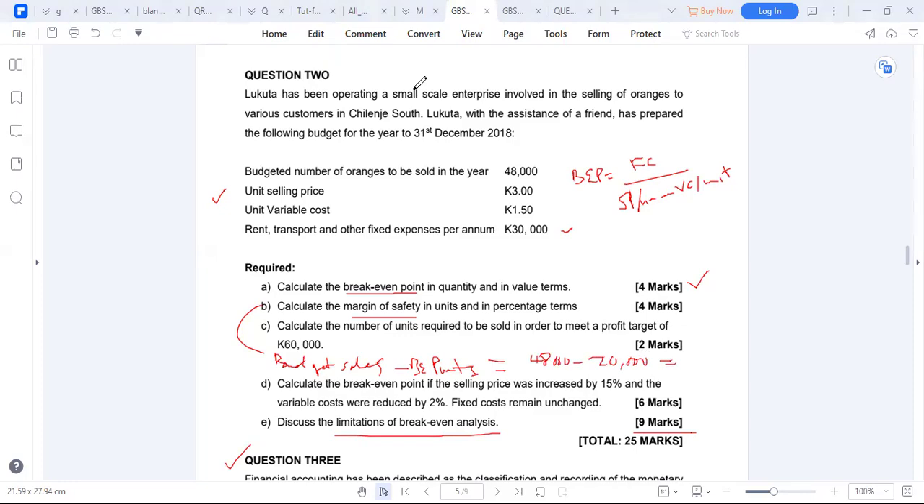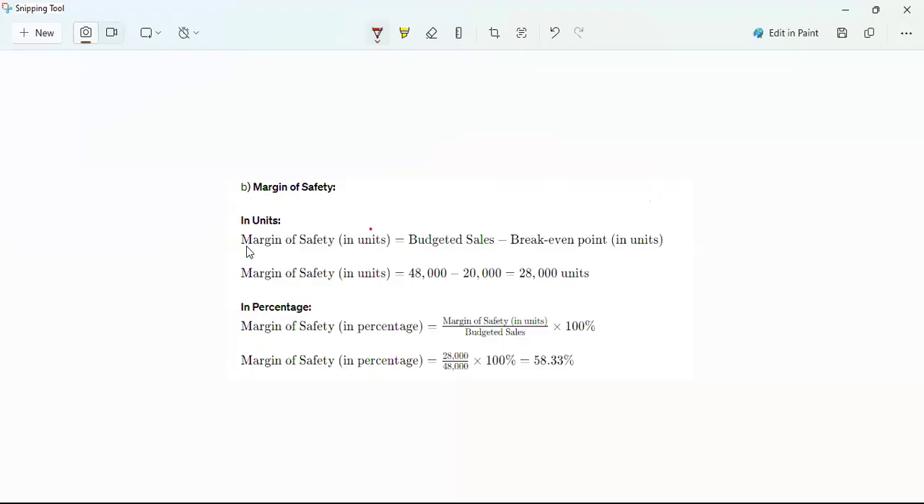All right, so this is what will give us our margin of safety in units. So our budgeted sales minus break-even in units. So 48,000 minus 20,000, which is 28,000. In percentage, it's the margin of safety in units over the budgeted sales times 100. So the 28,000 divided by the 48,000 times 100, which we get as 58.33%.